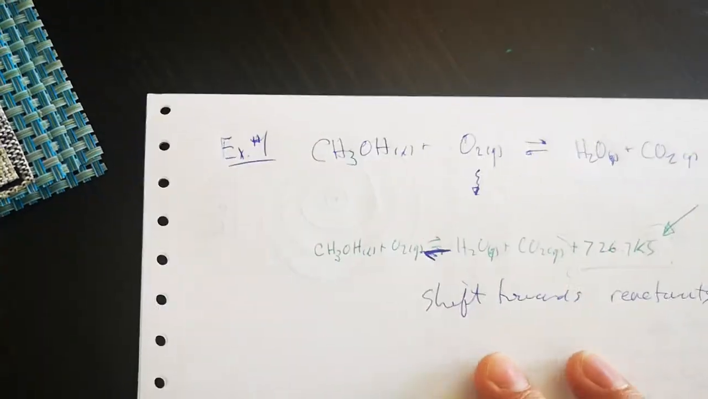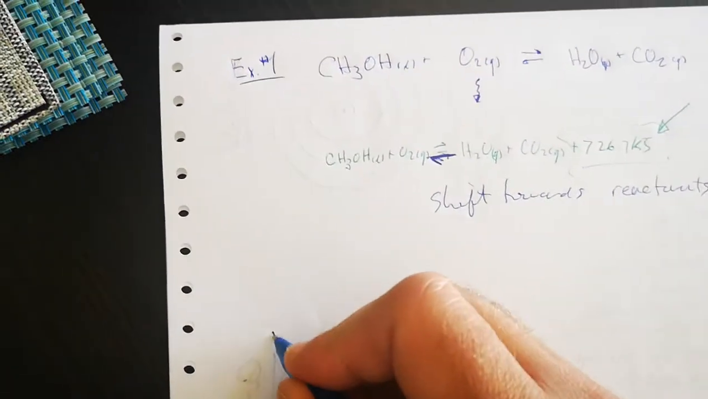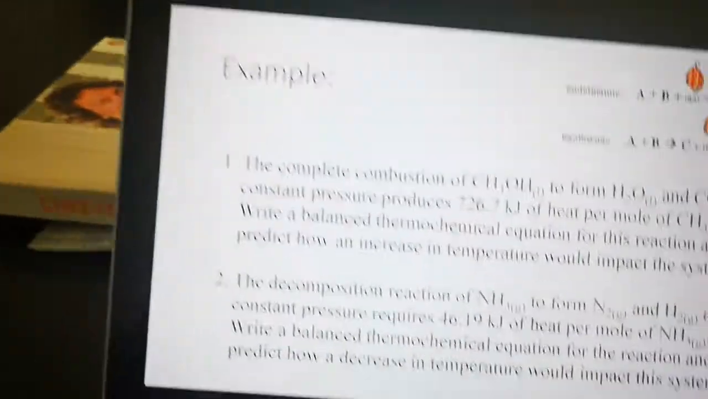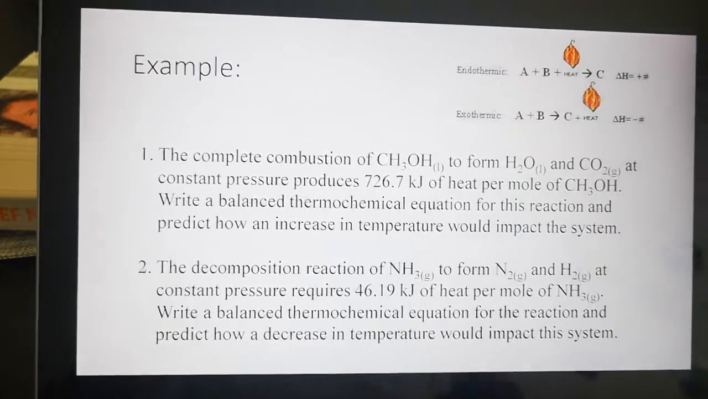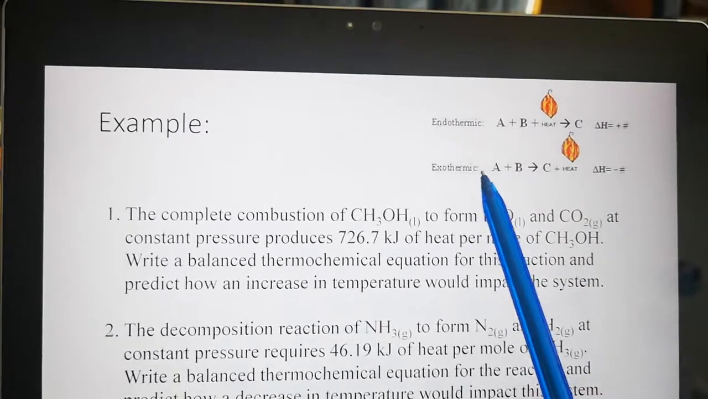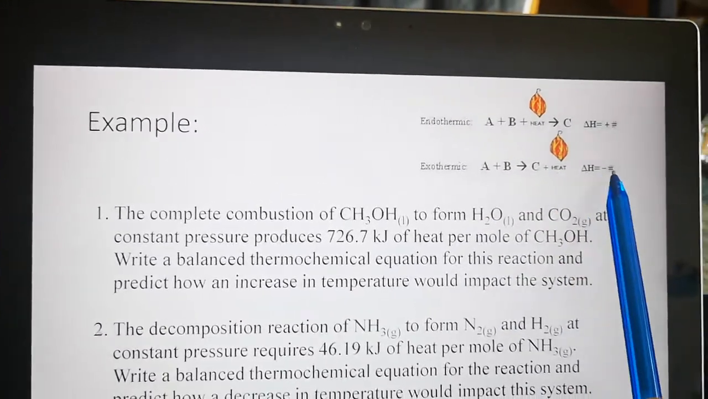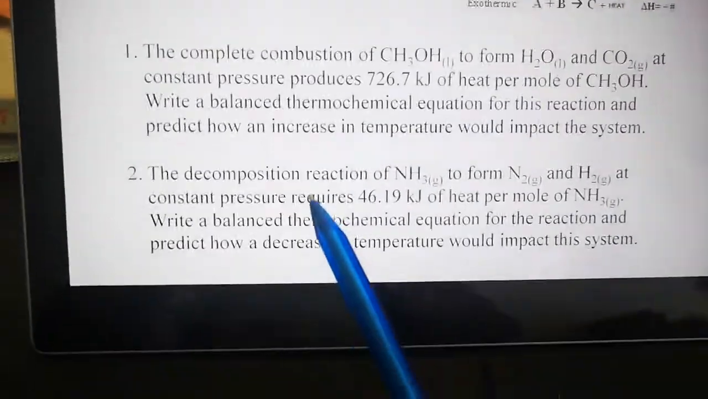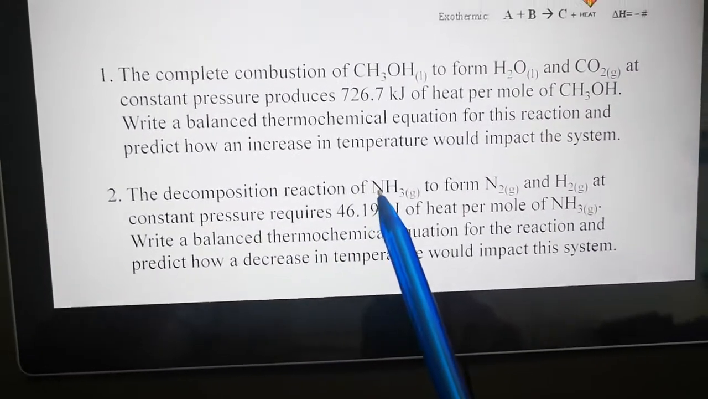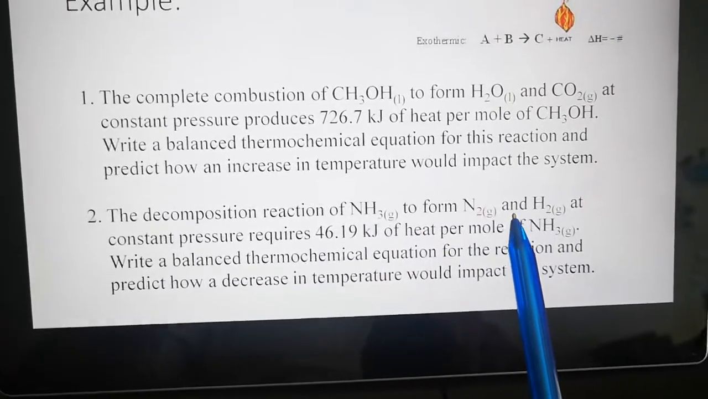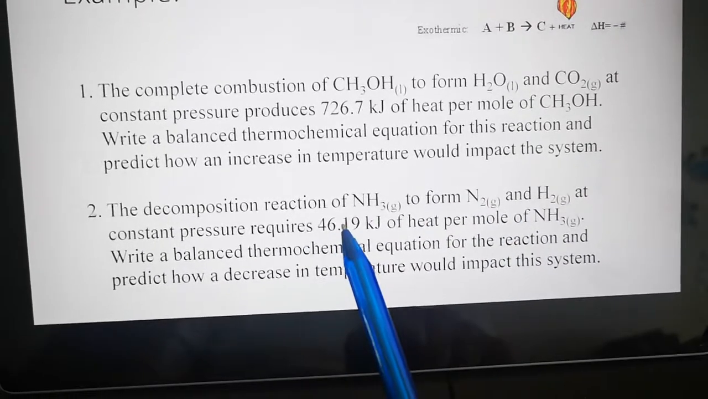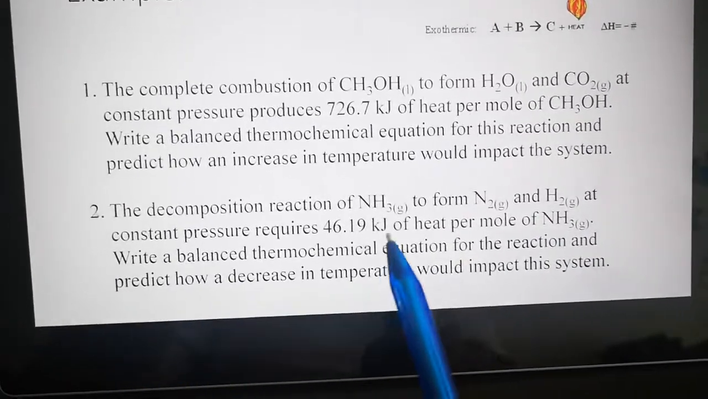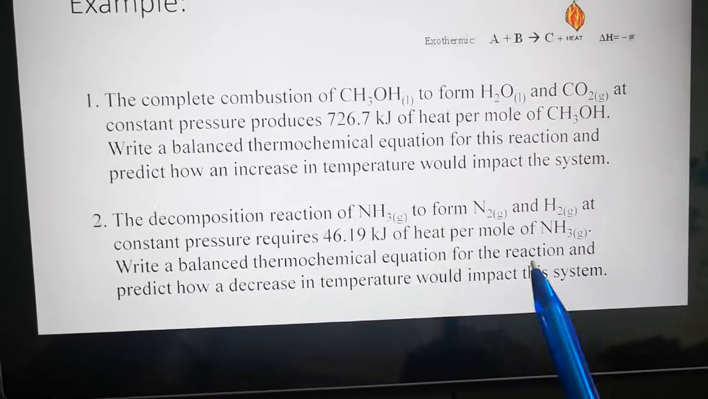There we go. Let's do one more example here. Let's do example number 2. So in this case, the decomposition, I can note up here, we did an exothermic reaction where heat was a product and our delta H had a negative value, so this can kind of clue us in a little bit there. The decomposition reaction of ammonia to form nitrogen and hydrogen at a constant pressure requires 46.19 kilojoules of heat per mole of ammonia. We have to write the balanced equation and predict how a decrease in temperature would affect the system.